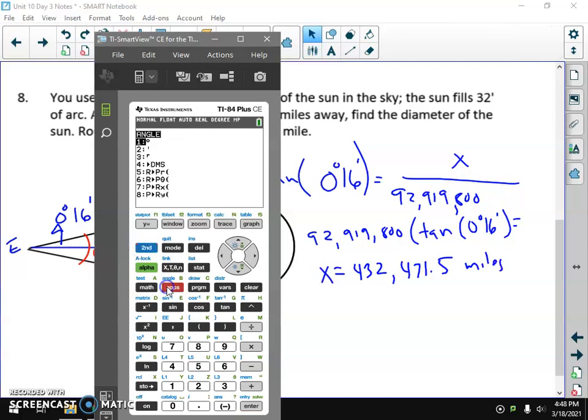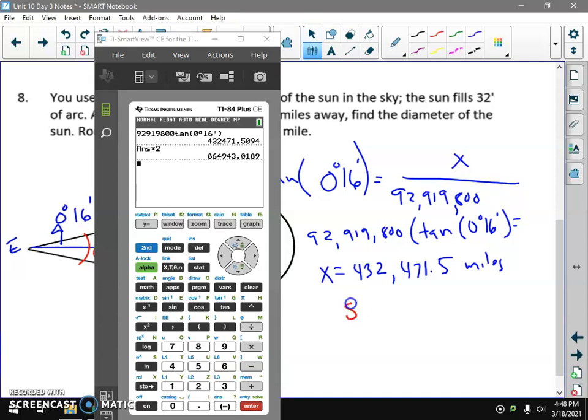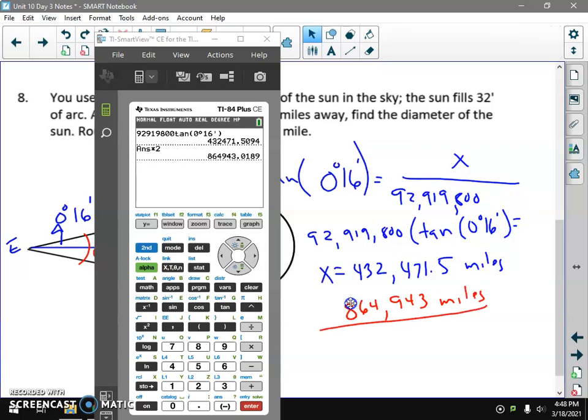Second angle. There's your degree symbol in 1 and there's your minute symbol in 2. And if I multiply that by 2, what's roughly the diameter of the sun, pardon me? 864,943 miles diameter. Got it. All right, last question.